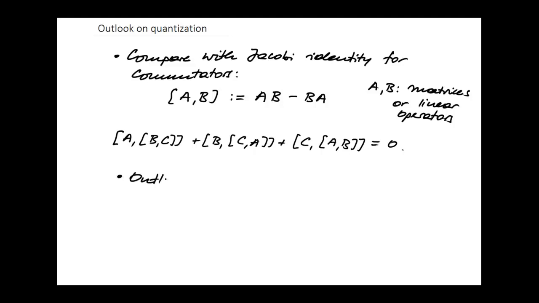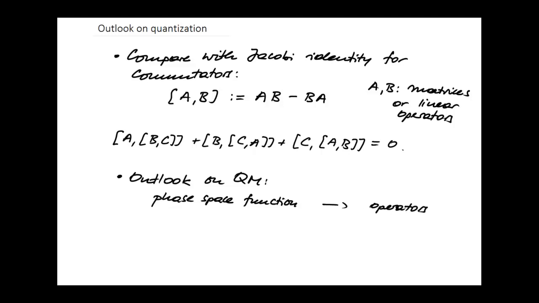Now, in quantum mechanics, what happens? I guess most of you will learn that next semester. In quantum mechanics, you no longer have phase-space functions, but instead, physical observables are represented by operators. Classical mechanics lives in phase space, and physical quantities are represented by functions on phase space. Quantum mechanics lives in so-called Hilbert space, and physical observables are represented by operators in Hilbert space.